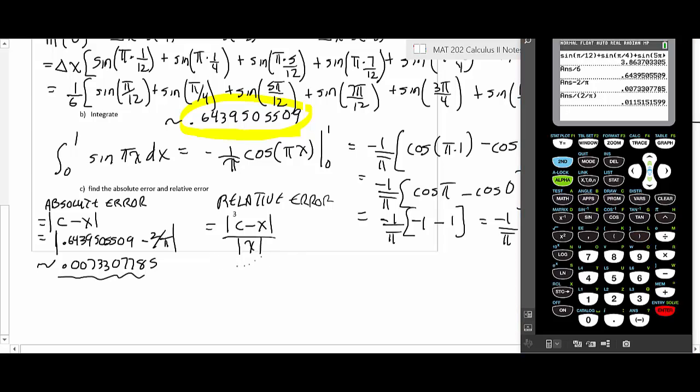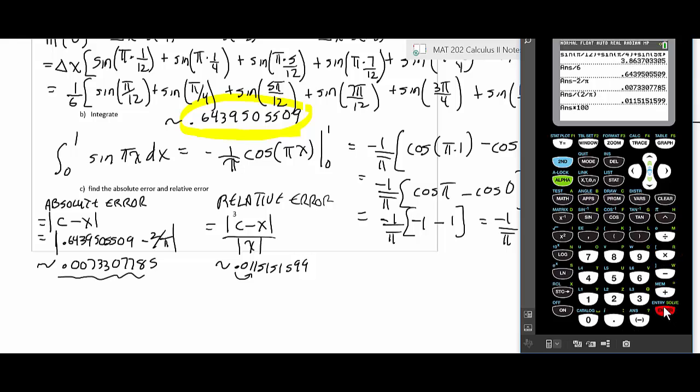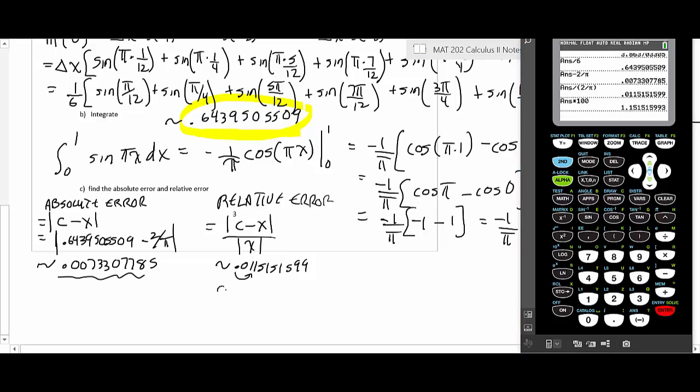So that's going to give, for a relative error, about 0.011515159. And then if you change that to a percent, you can move the decimal over 2 places, or you can multiply that by 100. So what you'd end up getting for your error is about 1.15%. So that would be how much of an error you have.